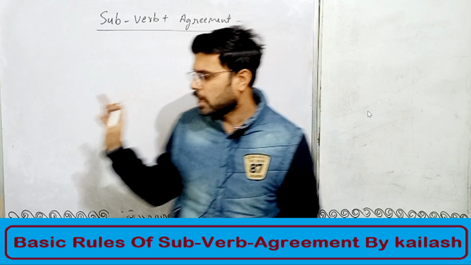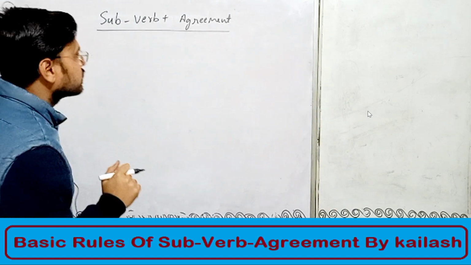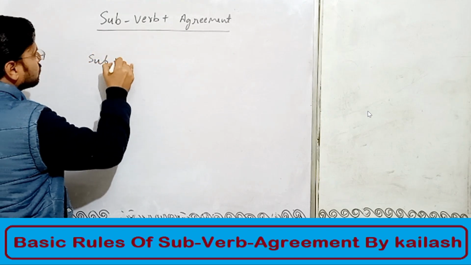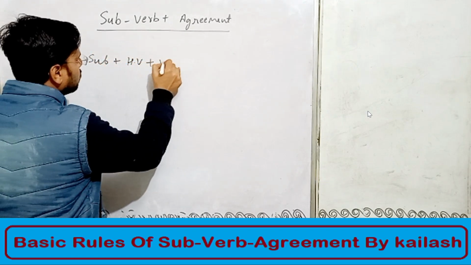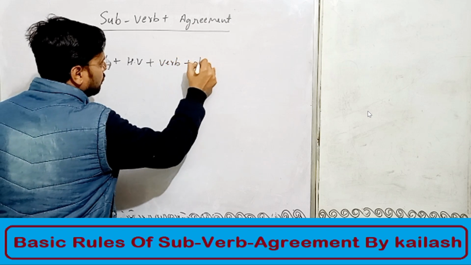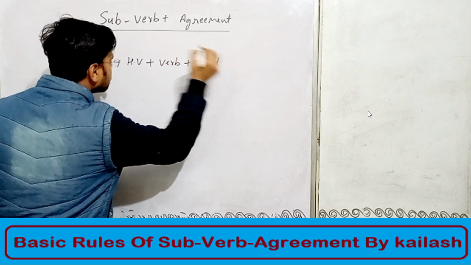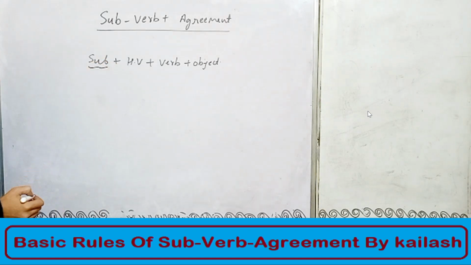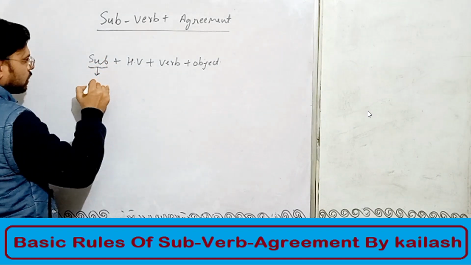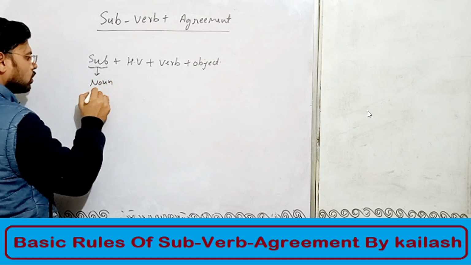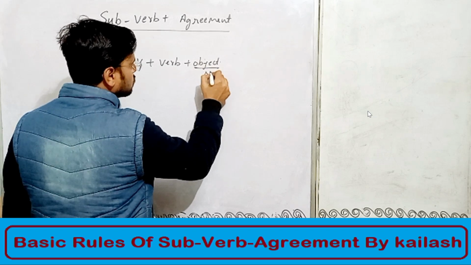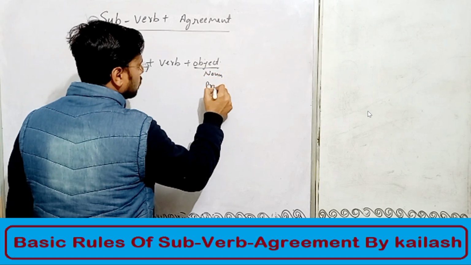Let me write a structure of sentence before starting the topic. Subject plus helping verb plus object. As you know, subject may be a noun or pronoun. Similarly, object is also a noun or a pronoun.